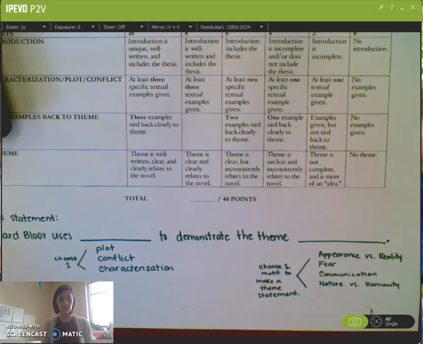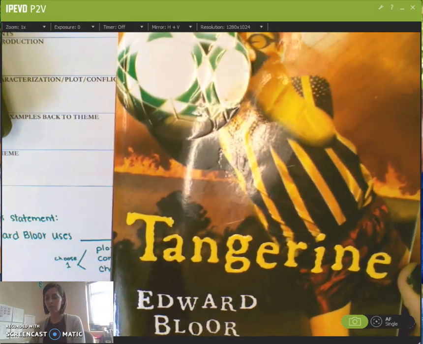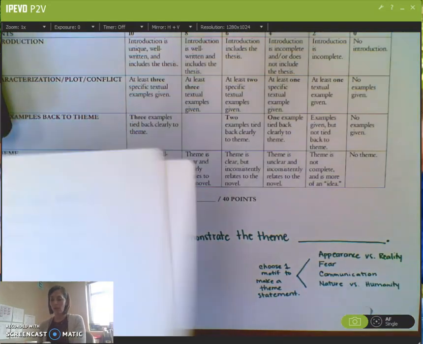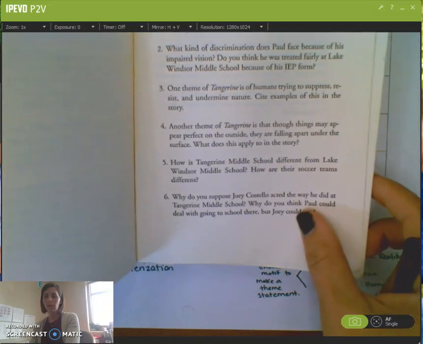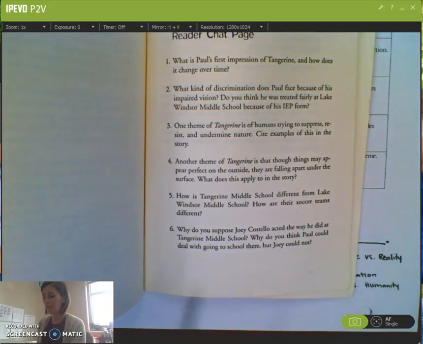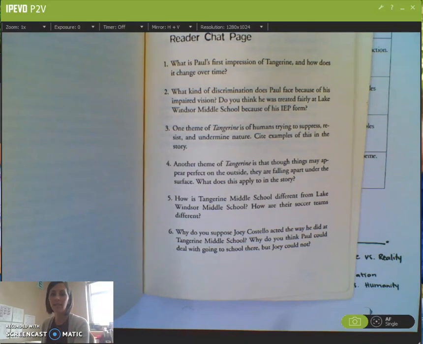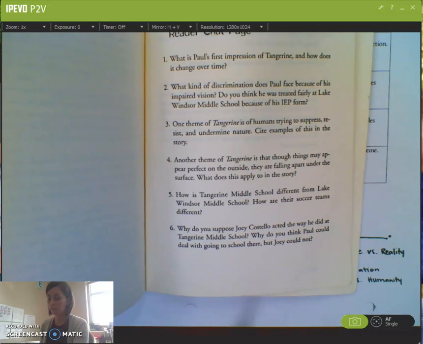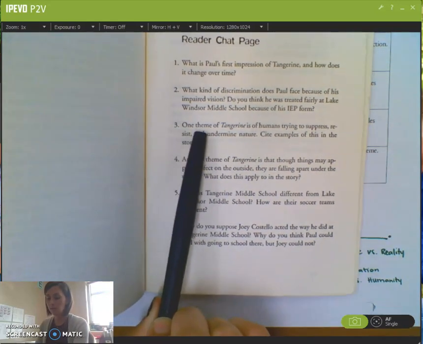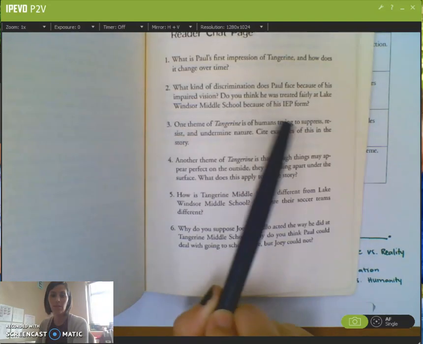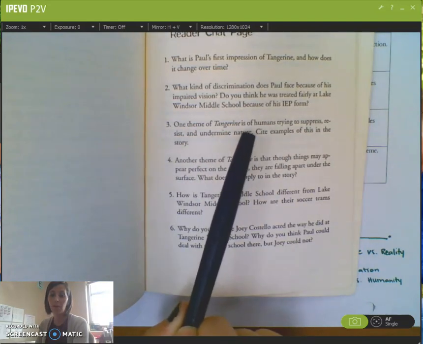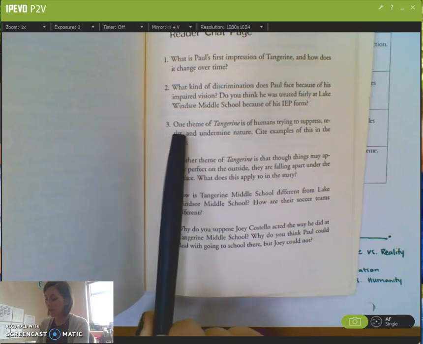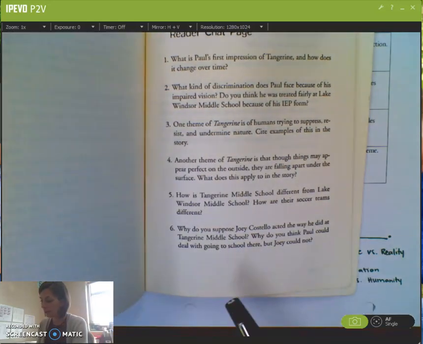I'm going to give you two specific themes. So when you are here in class, you'll have the book in front of you. This is just at the very back of the book. The author gives us some, it's called the reader chat page, some ideas, things to think about as we read. But they actually give us two theme statements. So if you look at number 3 here, it says, one theme of Tangerine. So this is basically a theme statement right here. A thesis statement. One theme of Tangerine is of humans trying to suppress, resist, or undermine nature.